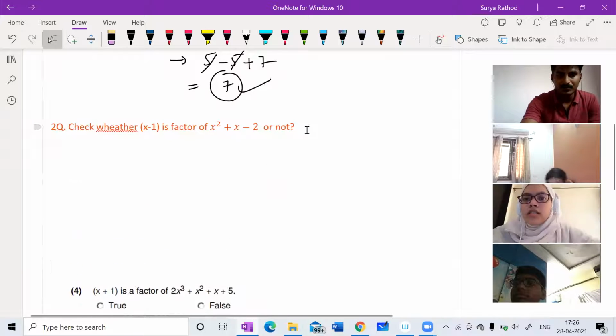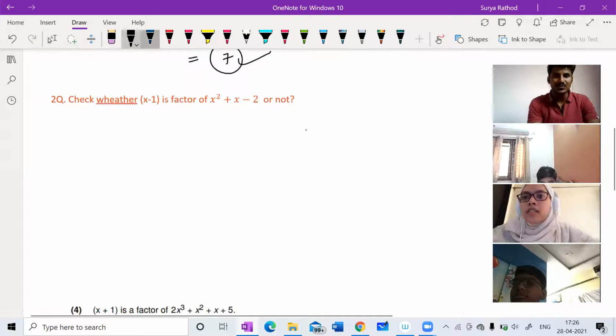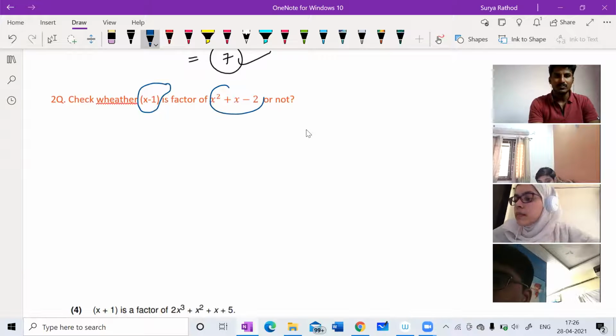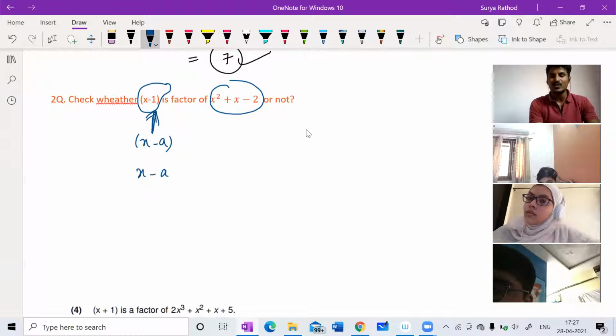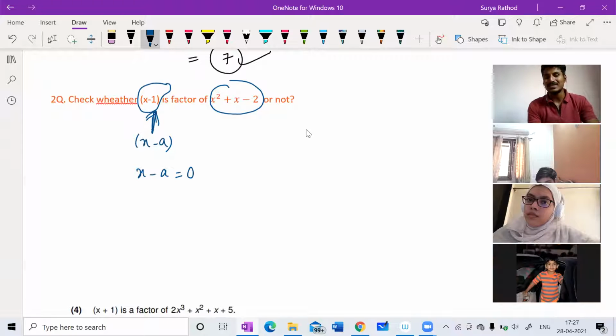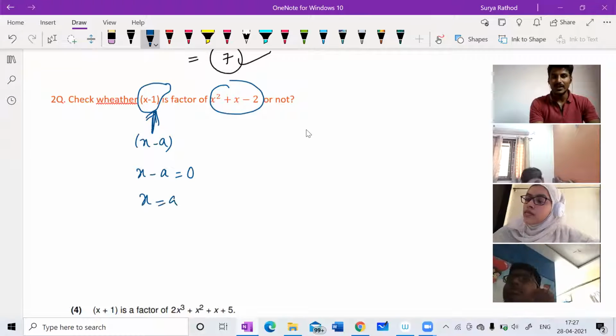Look at this here. Check whether x minus 1 is a factor for this polynomial or not. How do we need to check? In place of x minus a, he has given x minus 1. Here, we can compare this x minus 1 as x minus a. So what is my point here now? I am supposed to equate this x minus a factor with 0. What would I get? x is equal to a.